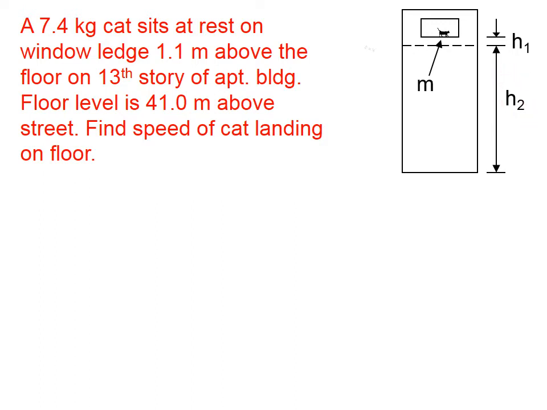Find the speed of the cat landing on the floor. The cat is going to jump off the windowsill and land on the floor. What's the speed of the cat just before it hits the floor? We know that the initial speed of the cat is 0 because we're told in the problem statement that the cat sits at rest. So his initial speed, VI, is known to be 0.